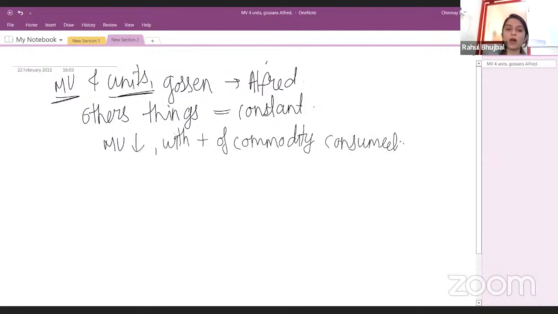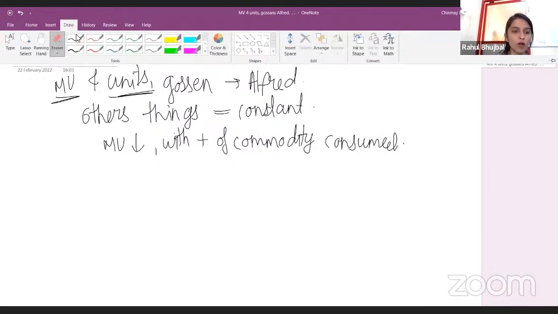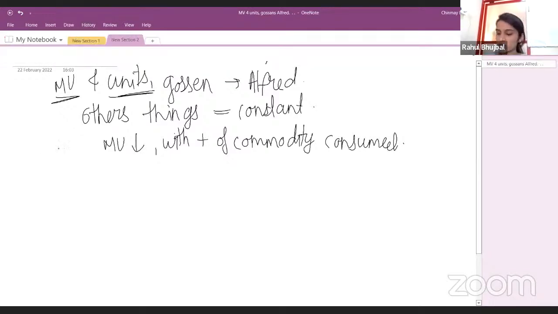Okay, so this is what Alfred Marshall said in this law. Let's revise what he is saying. Other things remaining constant, marginal utility goes on decreasing with every additional unit of commodity consumed. To explain this, remember whenever you get a question to explain the law and assumptions.